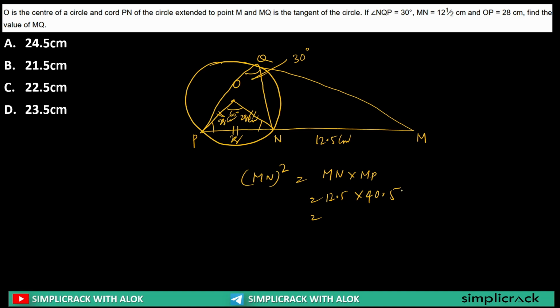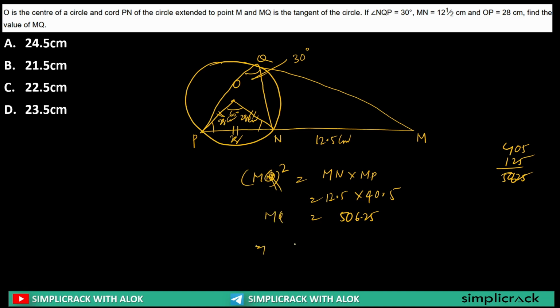Now if I solve it, 12.5 into 40.5 will be somewhere around 506.25. So it is 50625 divided by 100, that is 506.25. Now this is the square of MQ.